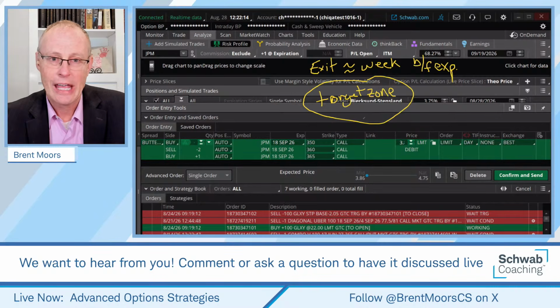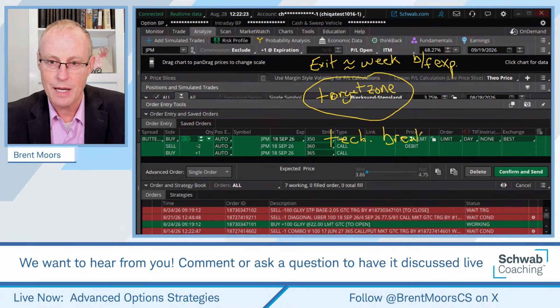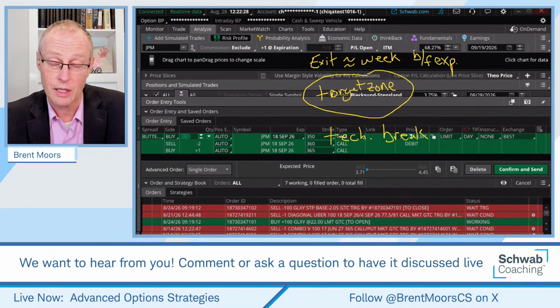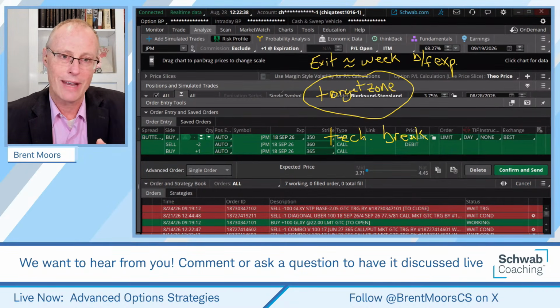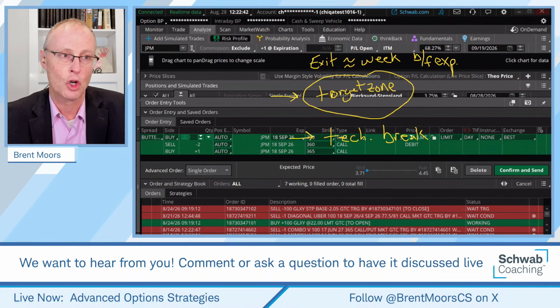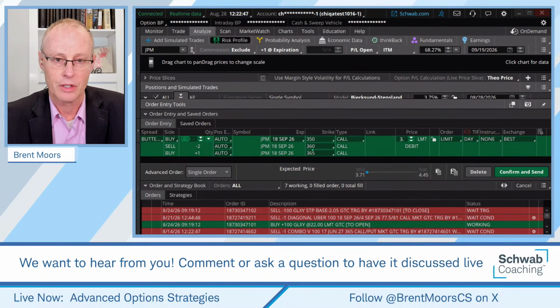And then if we have a technical breakdown, that would be another exit. What do I mean by that? We're bullish on this, and we had a zone area that we think it's going to be in. If it breaks down below that and we're no longer bullish or neutral and we just turn bearish, we're going to look to get out. So we have an exit based on time, an exit if things are going well, and an exit if things go south on us. We're always going to have those exits on these trades.